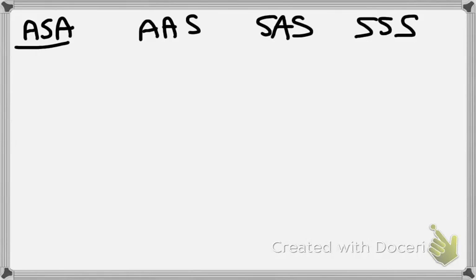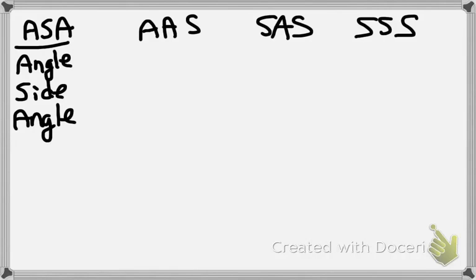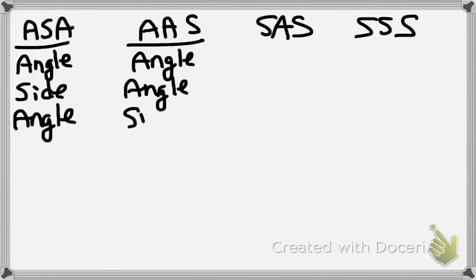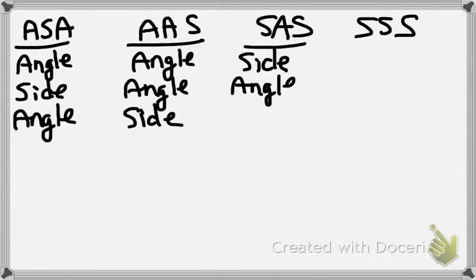Now, ASA stands for angle, side, angle. AAS stands for angle, angle, side. By now you can probably guess what SAS stands for. It's side, angle, side, and side, side, side is the last one.